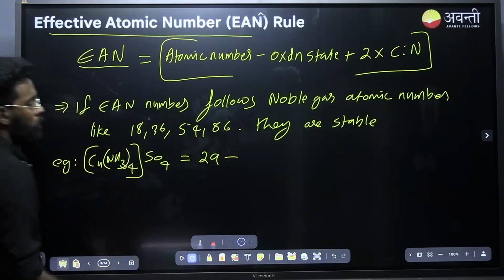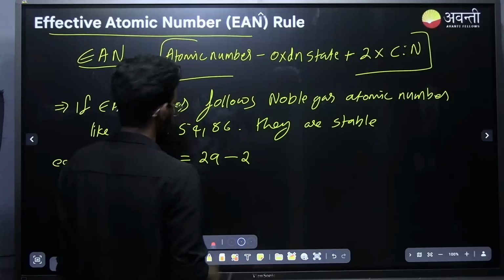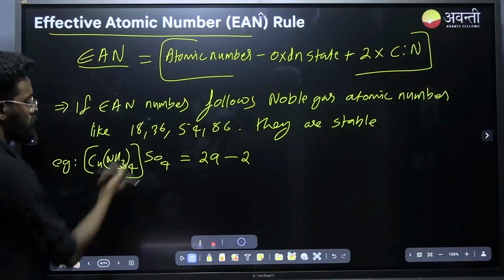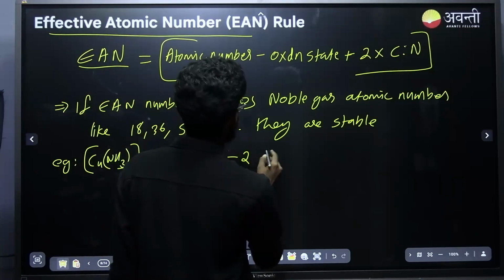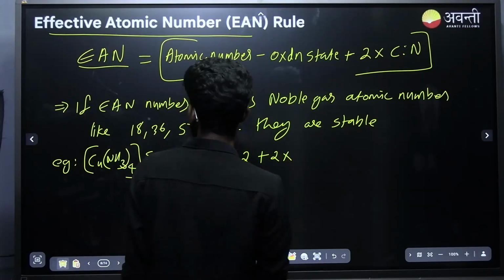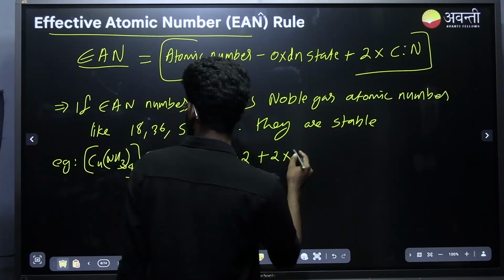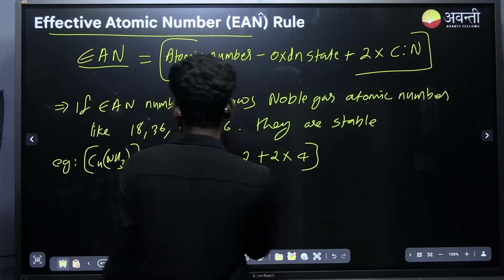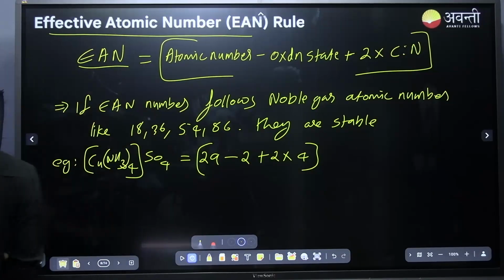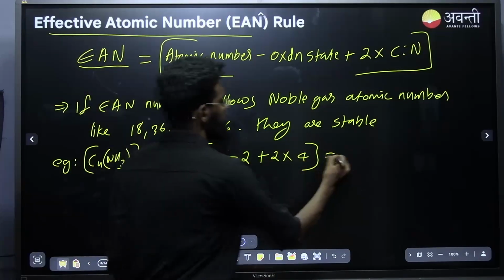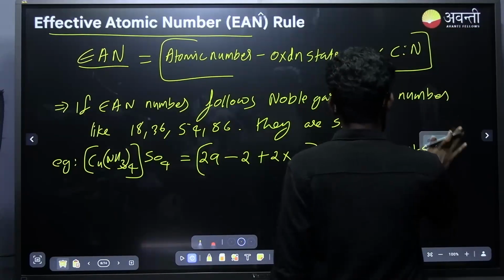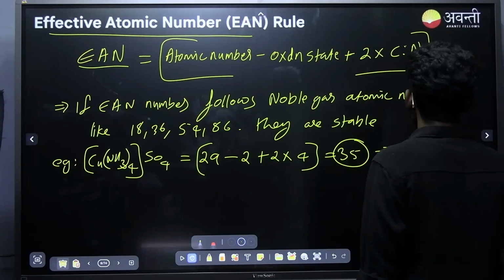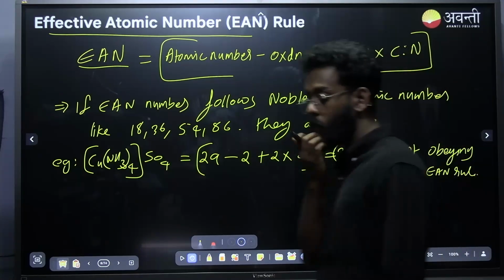29 minus oxidation state. It is 2, because SO4 is 2 minus. So 29 minus 2, then plus 2 into the coordination number. What is the coordination number? You can see it is 4. So what is the answer you will be getting? You will be getting 35, which means it is not obeying the EAN rule.